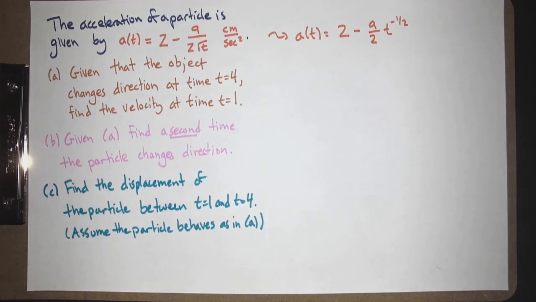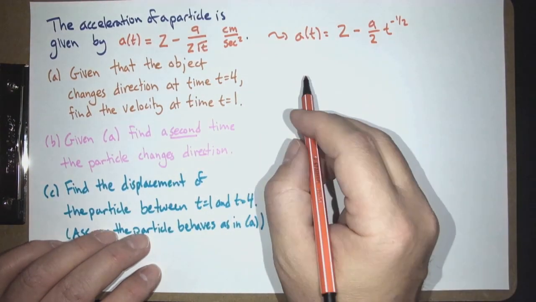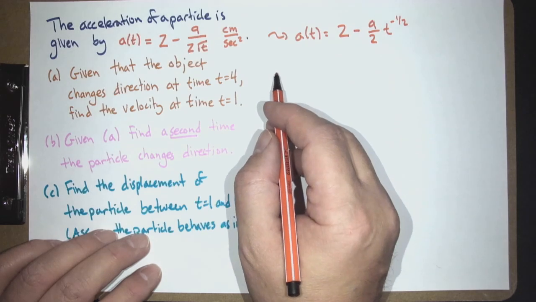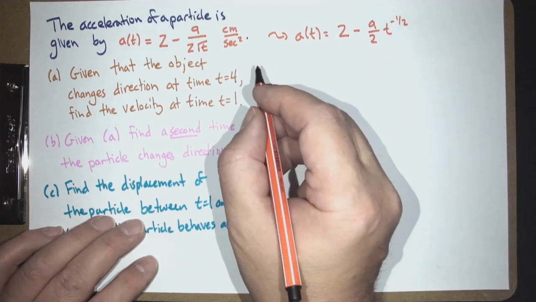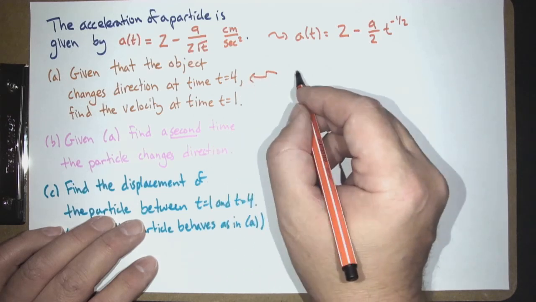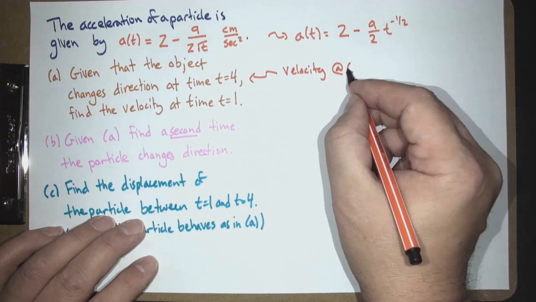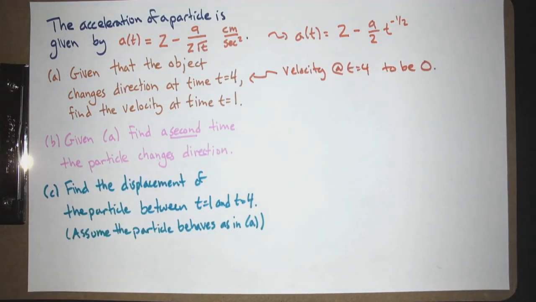If we want to change direction, what has to be true? We're not moving to the right, we're not moving to the left. What are we doing? We're kind of stopped. So, to change direction says we need the velocity at t equals 4 to be 0. So that's what that's telling us.